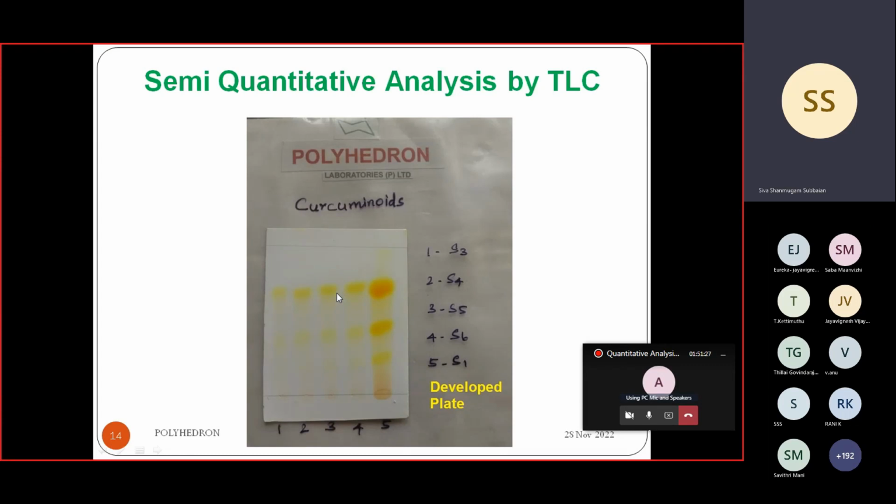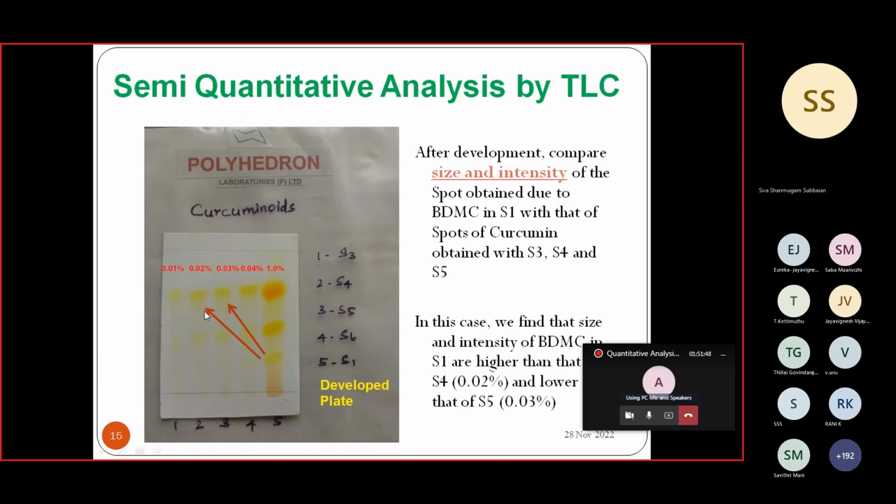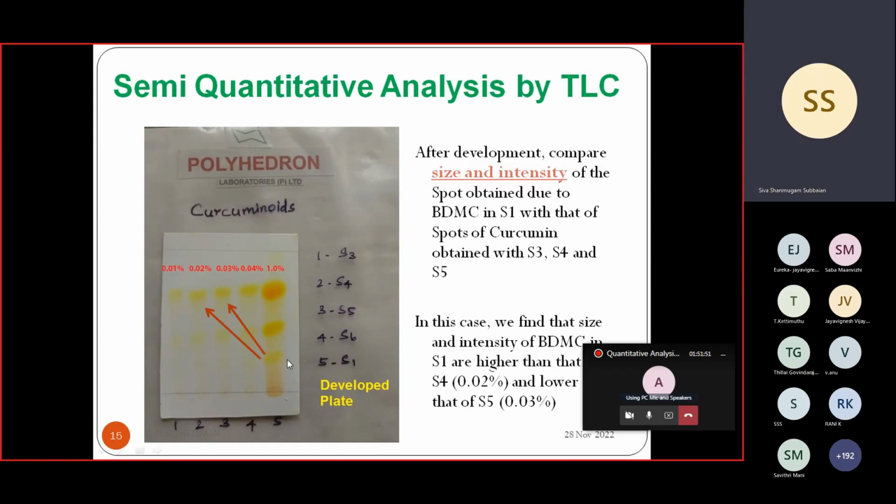Now I want everyone to watch which solution this bis dimethoxy curcumin matches in size as well as in intensity. If you closely watch, you can find out it matches with solution 2 and solution 3. That is, the intensity and the size of the spot due to the bis dimethoxy curcumin match with the principal spot obtained with 0.02% and 0.03% solutions. So the material present here would be the same as that.